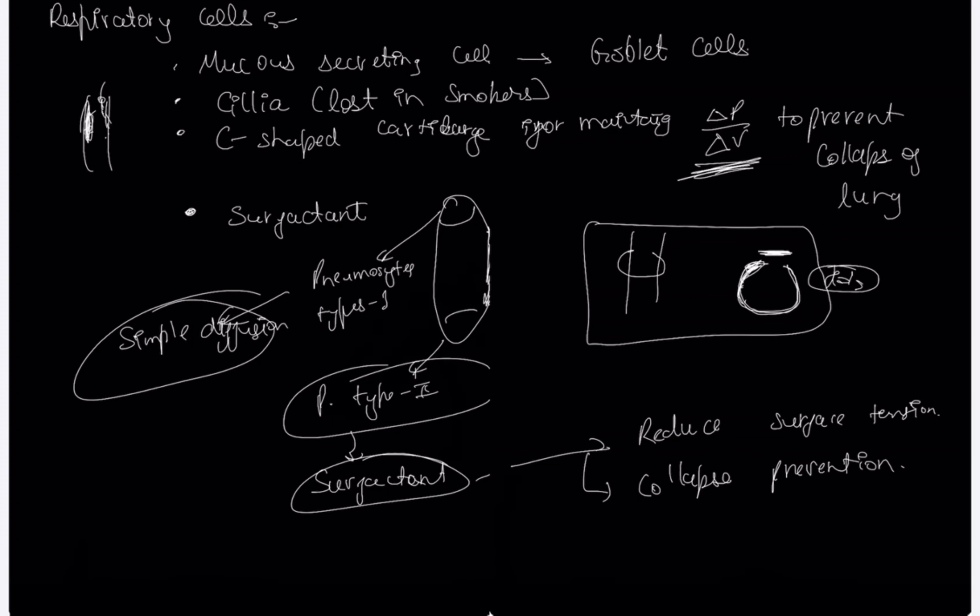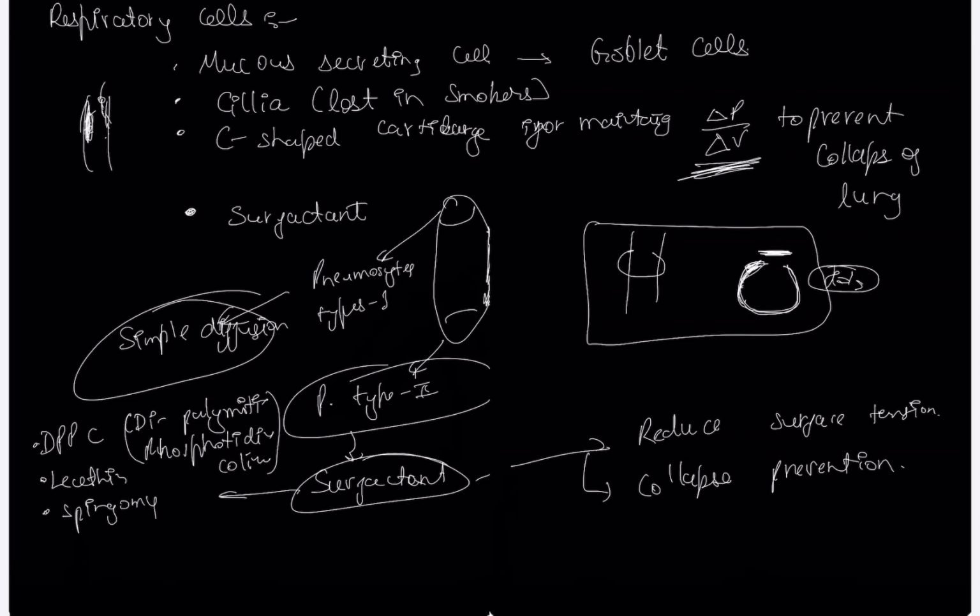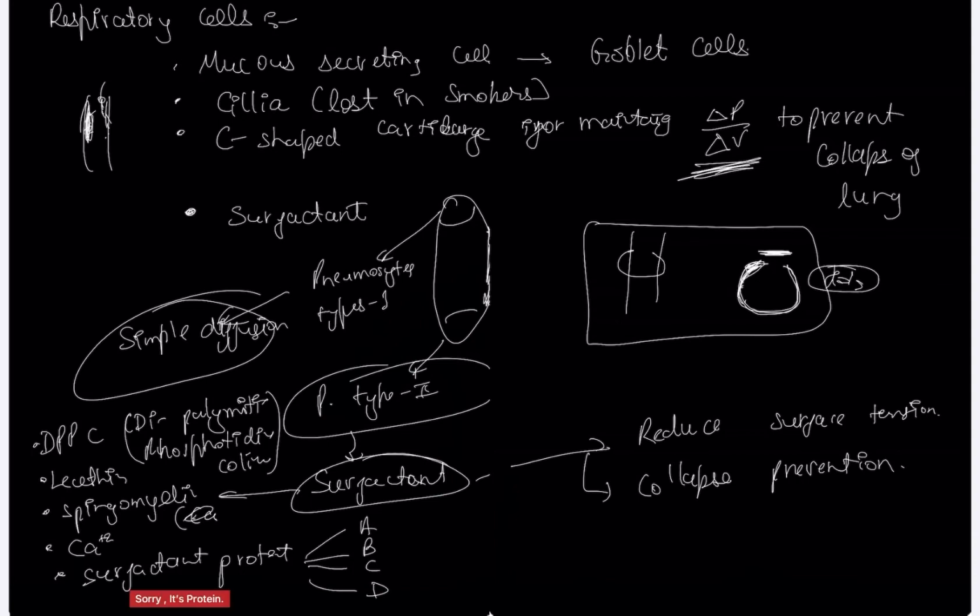Now what is the content of surfactant? It's a very rarely asked question, but I just want to tell you, it is made up of DPPC, dipalmitoyl phosphatidylcholine. It has lecithin, sphingomyelin, and calcium, and it has surfactant proteins. They are basically four proteins: A, B, C, D. These are called surfactant proteins.